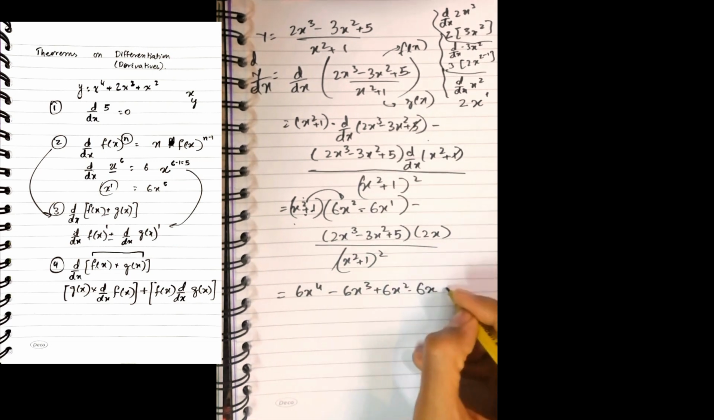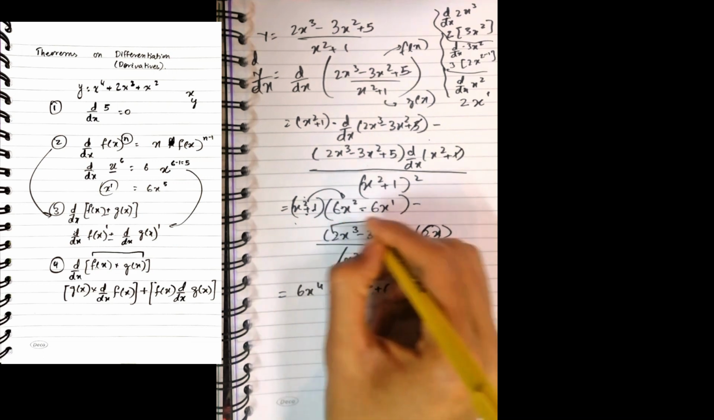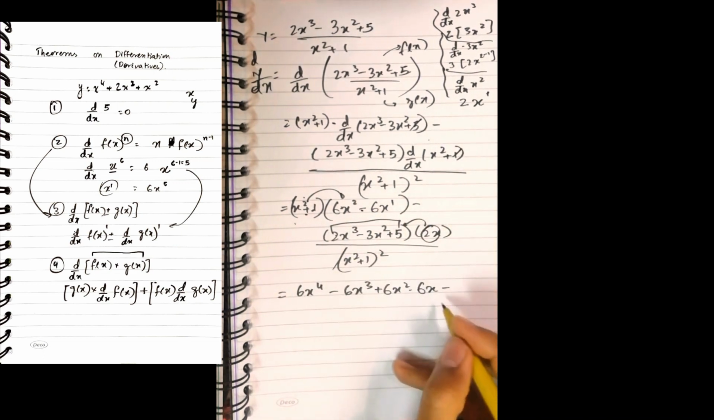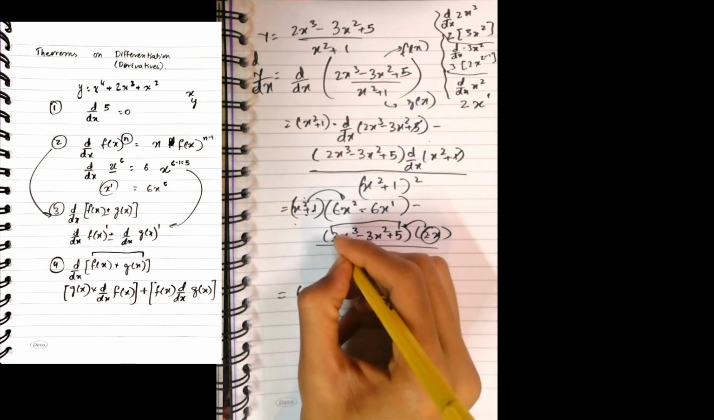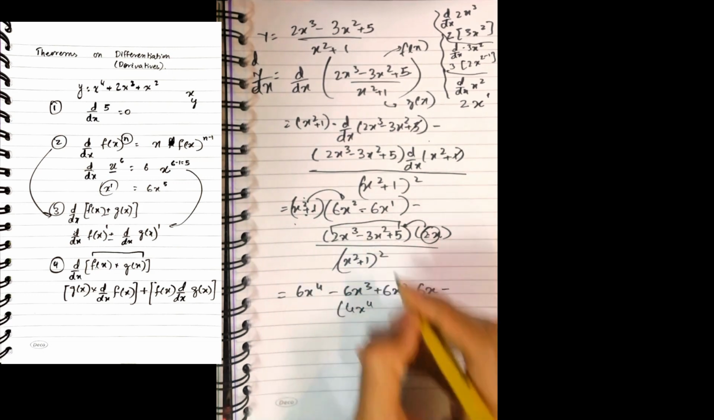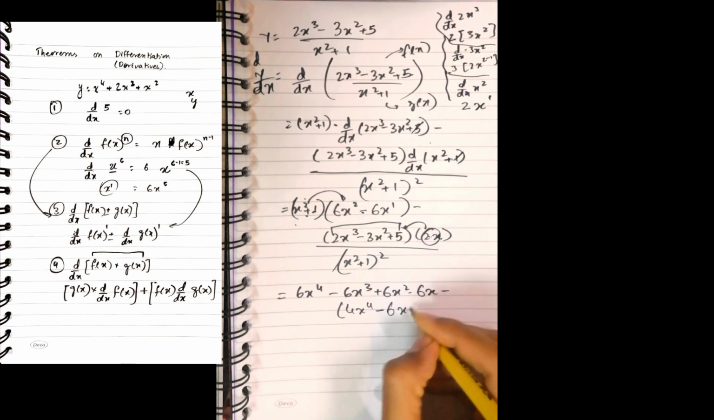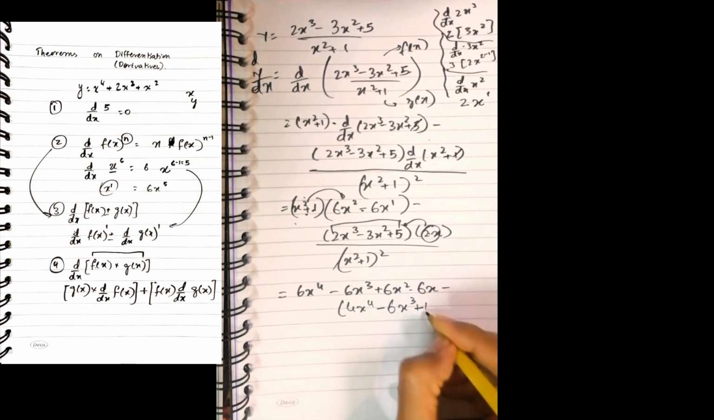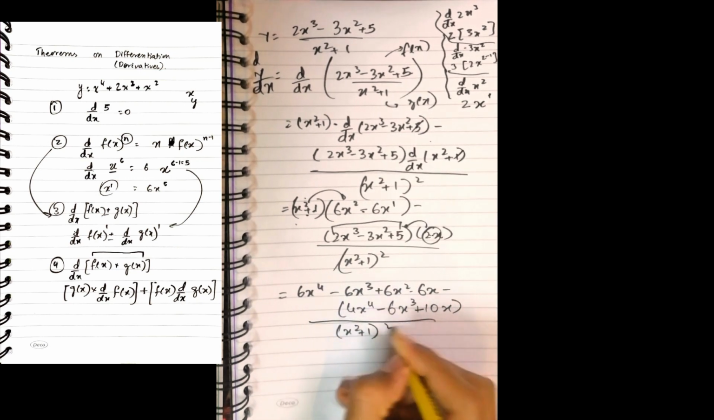The negative sign is going to cause trouble, so first of all I would multiply this 2x by these terms, and after that I am going to put the negative sign with all of those terms. So we are going to use a bracket. 2 times 2 is 4, x times x cubed is x to the 4. Minus 2 times 3 is 6, x times x squared is x cubed. Then 5 times 2 is 10 with a plus sign, and 10x. And in the denominator we have (x squared plus 1) whole squared.